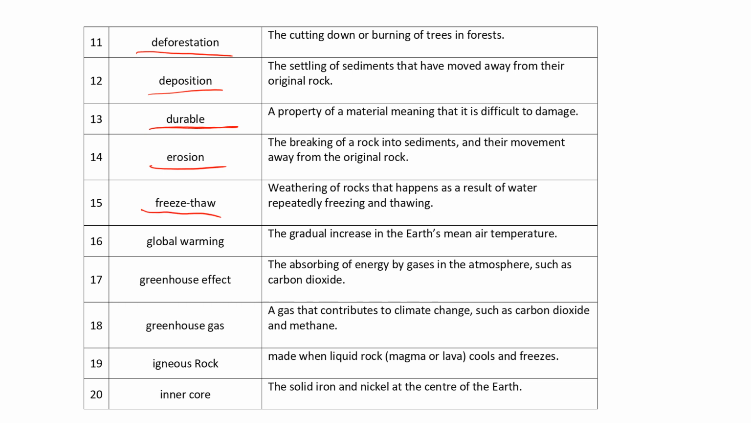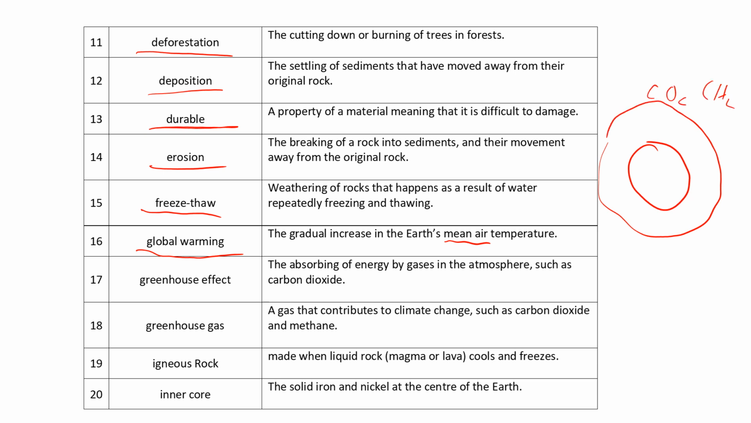The gradual increase in the Earth's mean air temperature is global warming. Now get that as the mean air temperature, so some places are going to get a lot hotter, some places might even get colder. It's the mean air temperature. The absorbing of energy by gases in the atmosphere, such as carbon dioxide, so there's the atmosphere, and what you've got is your greenhouse layer around the outside of CO2 and methane. Okay, and what happens is the sun comes down, hits there, changes into infrared, but then it can't escape because of the blanket. That's called the greenhouse effect.